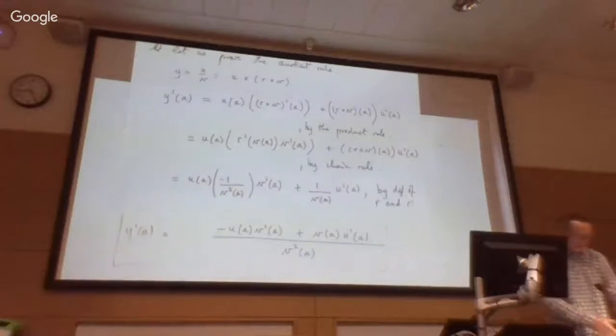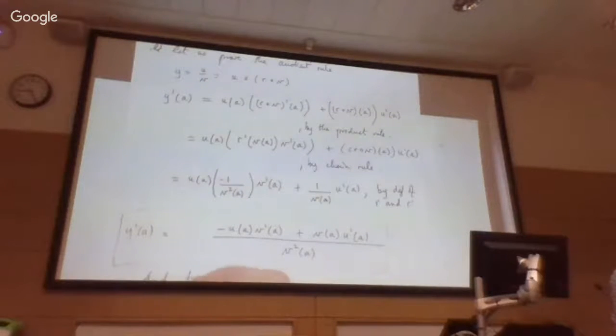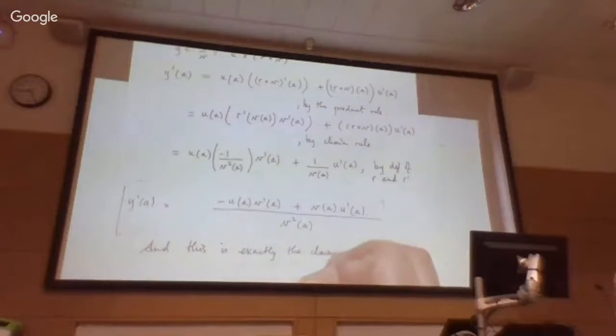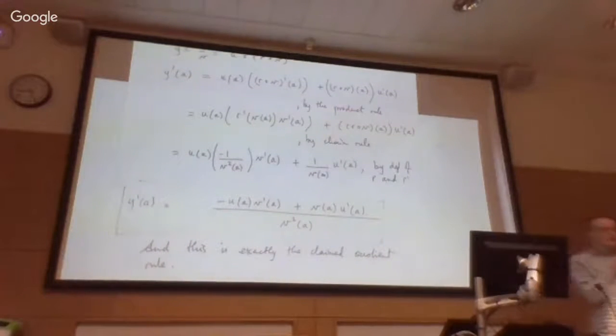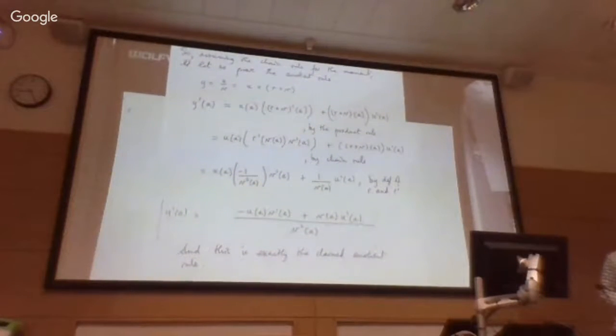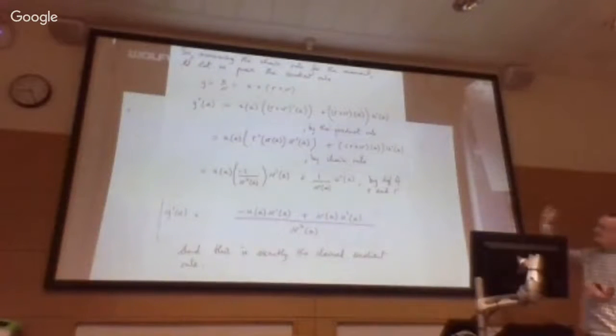So this is exactly the terms in the numerator are given in the other order. But apart from that, this is exactly the claimed quotient. So that's good. Any queries about that? I really like doing it that way because it ties together with the way we dealt with the reciprocal function.